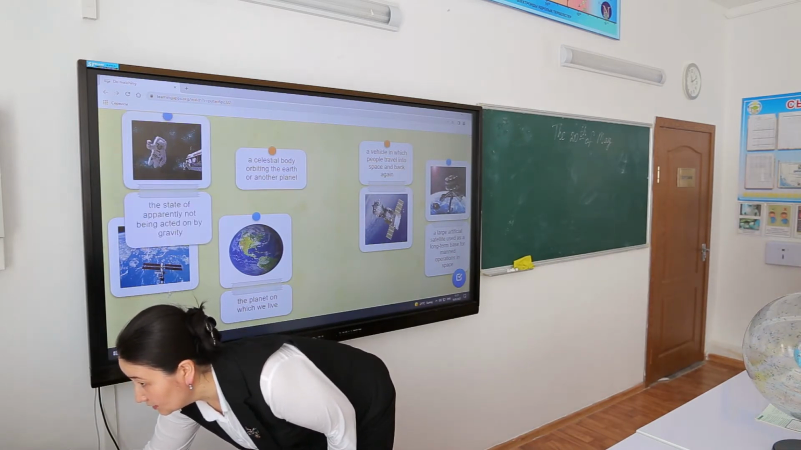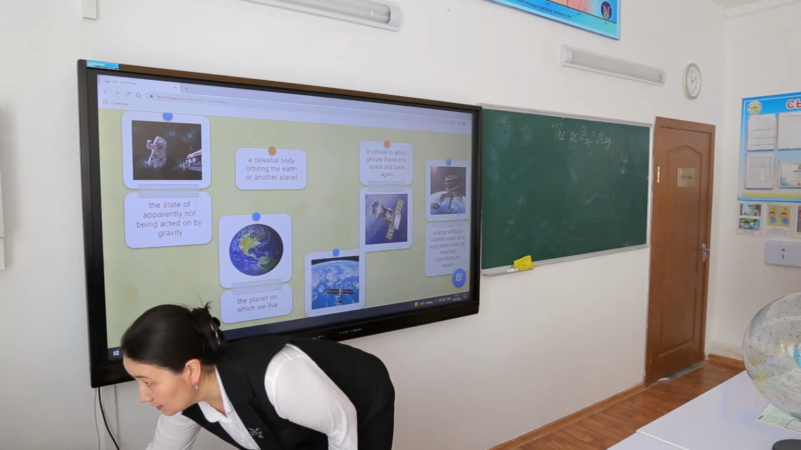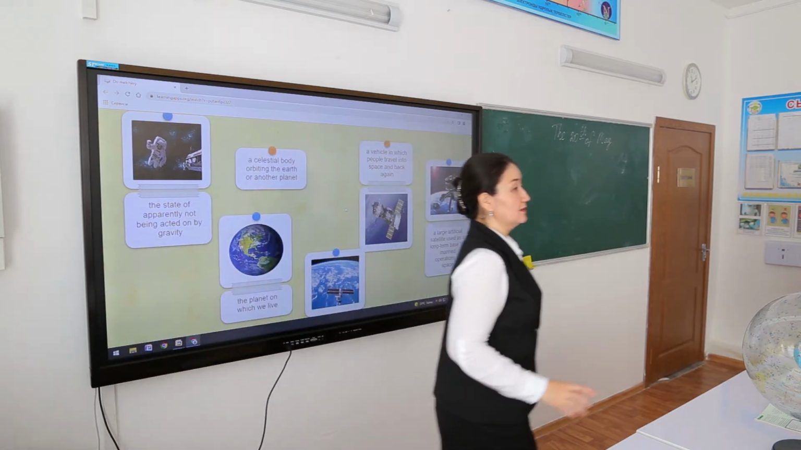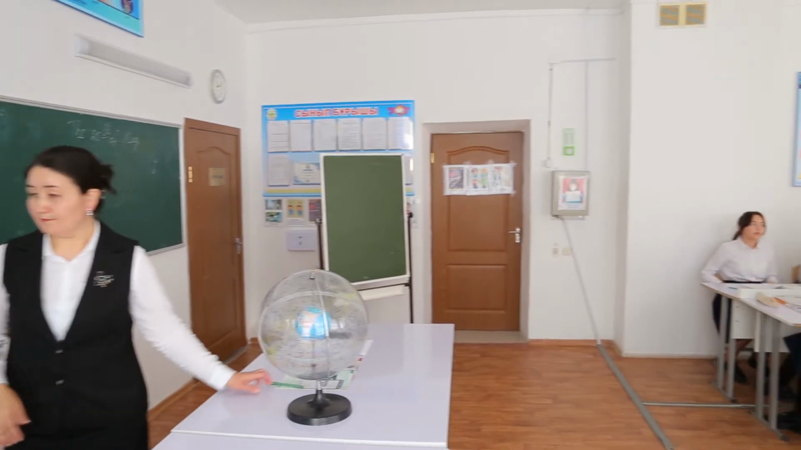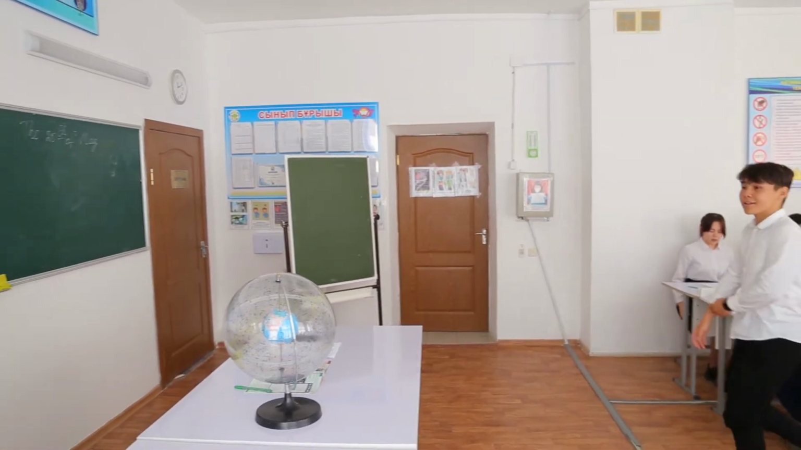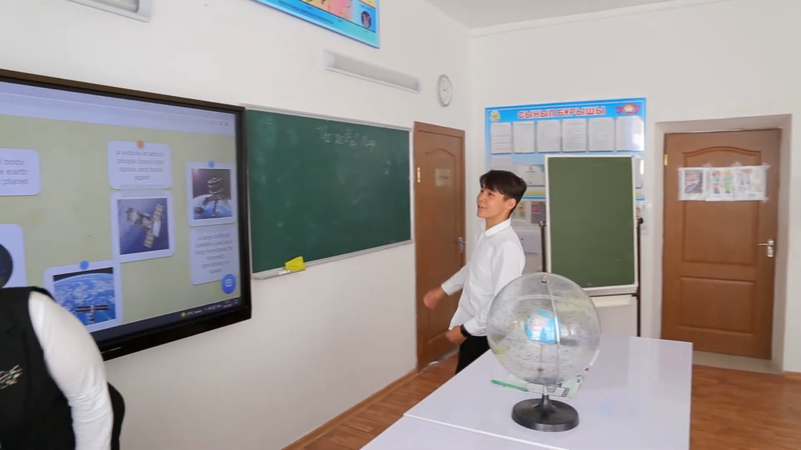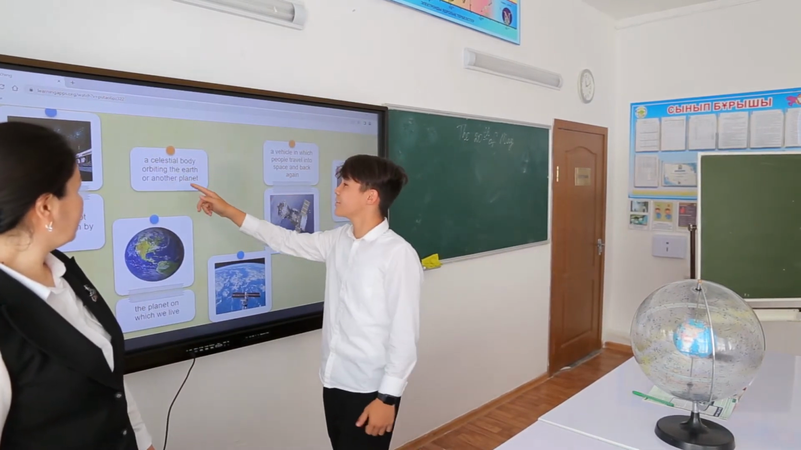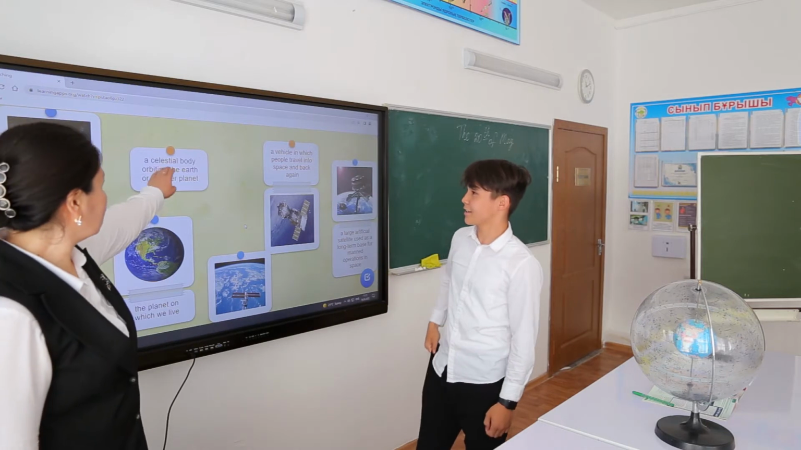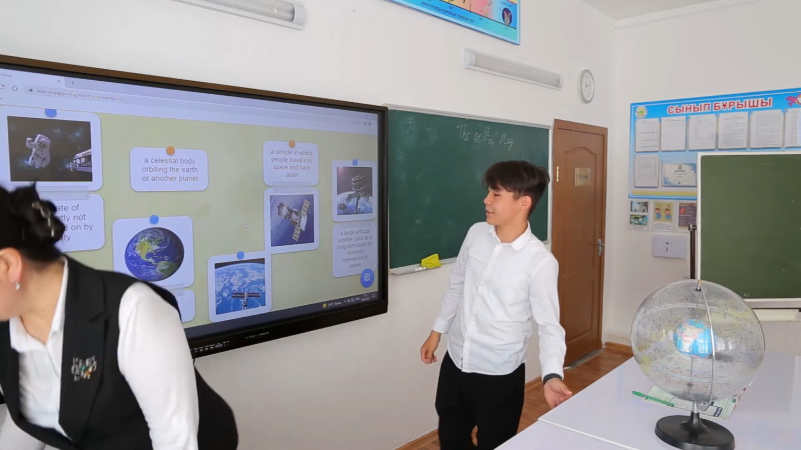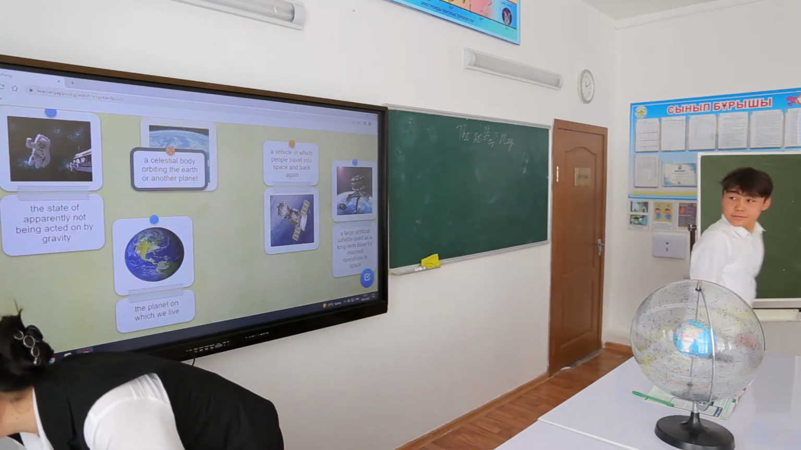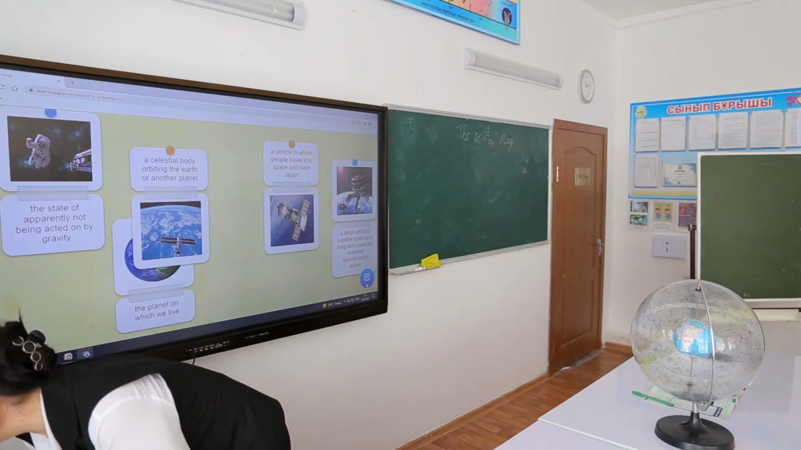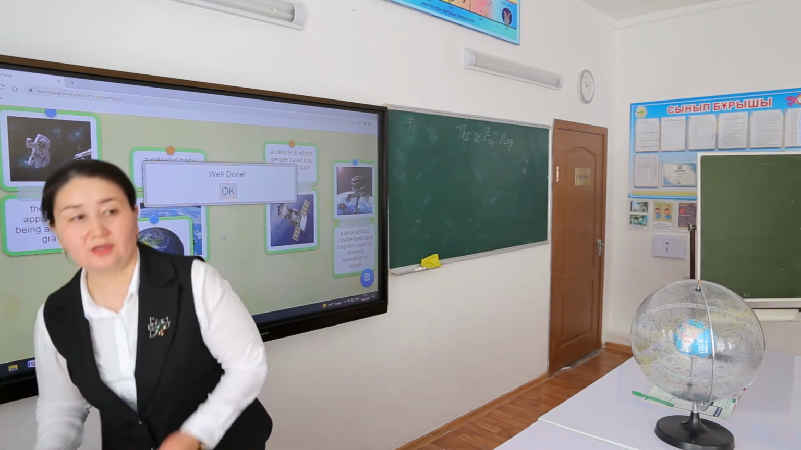And the last one. Who wants? Please. Space shuttle is a celestial body orbiting the Earth or another planet. Yes, it's a celestial body orbiting the Earth or another planet. Let's check your answers. Well done. Good job, students.